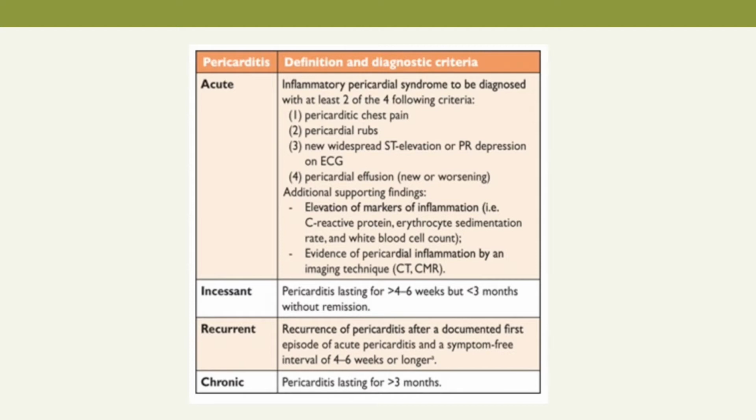Incessant pericarditis means pericarditis lasting for more than 4 to 6 weeks but less than 3 months without remission. Recurrent is recurrence of pericarditis after a documented first episode of acute pericarditis and a symptom-free interval of 4 to 6 weeks or longer. Chronic pericarditis is pericarditis that lasts over 3 months.